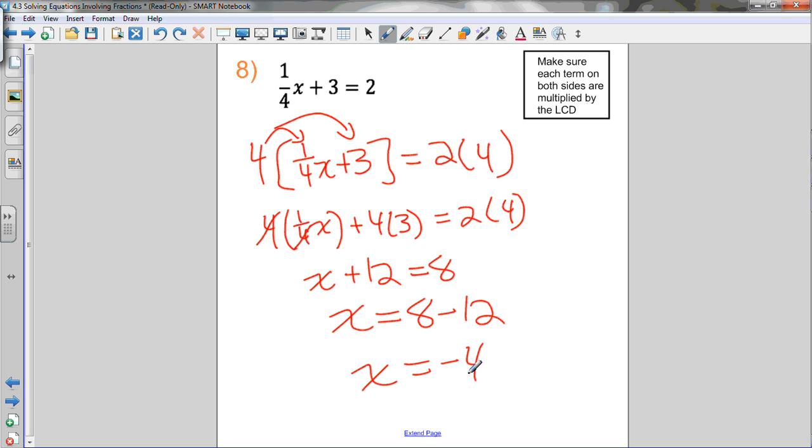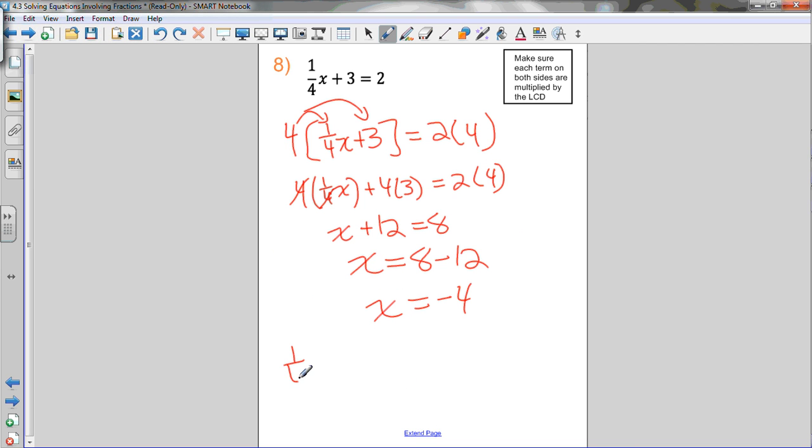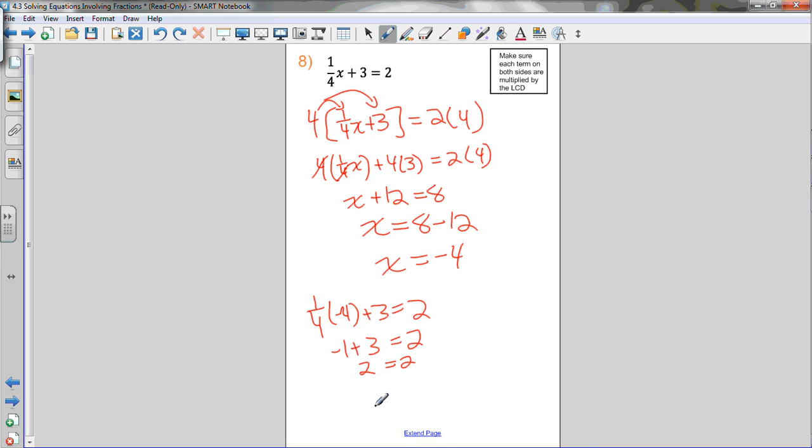Okay? And you can plug that back into your equation and make sure that that is the value of x that makes this equation true. So if we plug that back in, we would get 1/4 times negative 4 plus 3 equals 2. 1/4 times negative 4, negative 4 divided by 4 is negative 1. And negative 1 plus 3 is 2. So 2 equals 2, so left side equals right side. That's the correct answer to this question. Okay, so that's a perfectly valid way of doing this question.